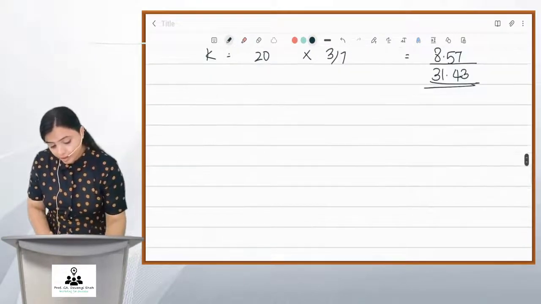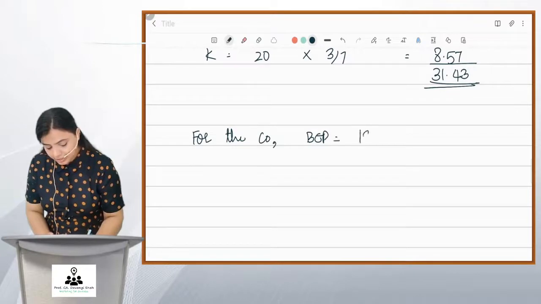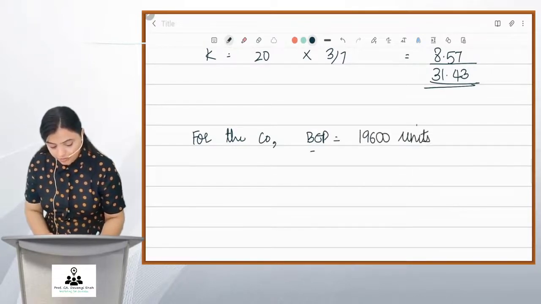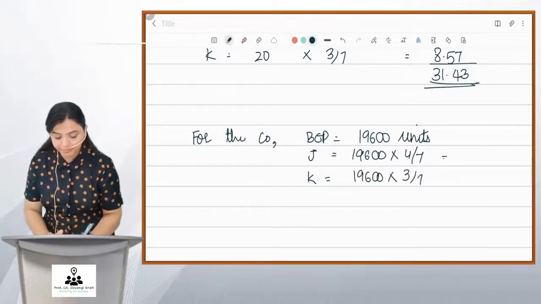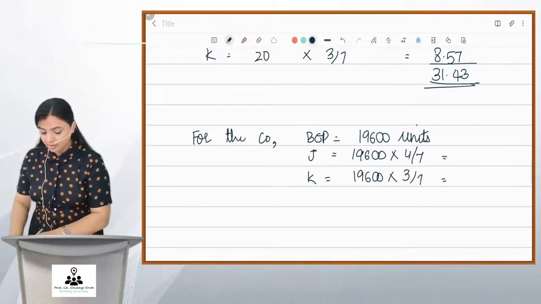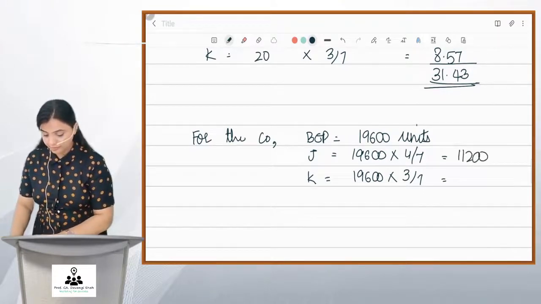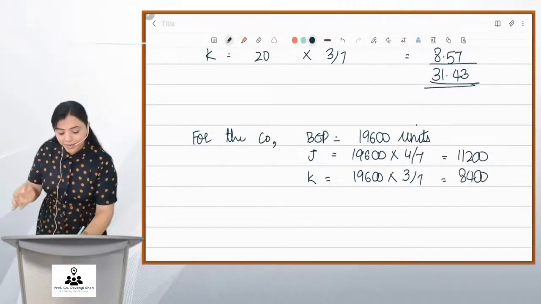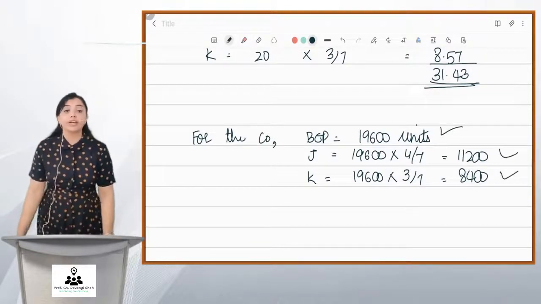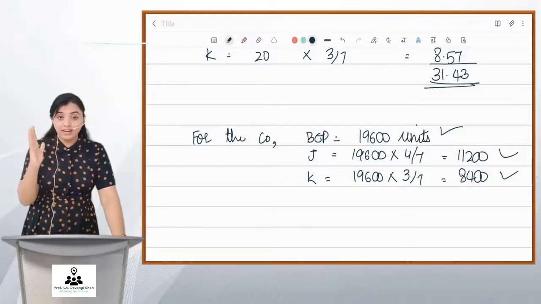So friends, for the company, BEP is 19,600 units. Out of this, J and K will be how much? So it will be 19,600 times 4 by 7, and 19,600 times 3 by 7. Okay, so what do you get? 11,200 and 8,400. So friends, this is how company's BEP and product-wise BEP is computed when a company is dealing in multiple products. I hope you have understood this very nicely.